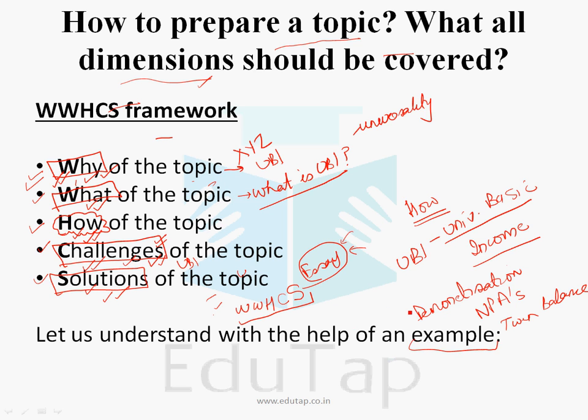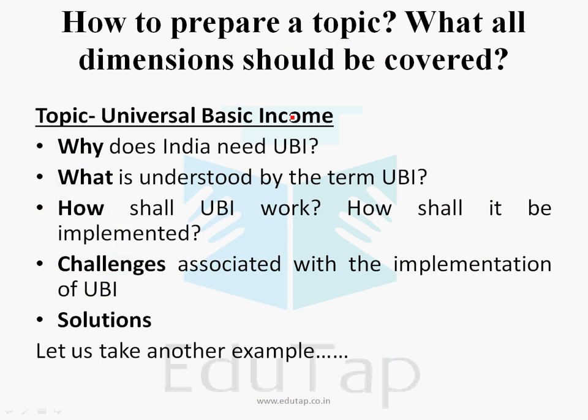Let us apply this WWHCS framework on a particular topic. Like I was saying, let us pick up the topic of universal basic income. The first W is why. So the question that you need to answer is, why does India need UBI? This is the first question that should form a part of your notes when you are making notes for UBI for essay purpose. The second question that you have to answer is, what is understood by the term UBI? The third question that you have to ask is, how shall UBI work? How shall it be implemented?